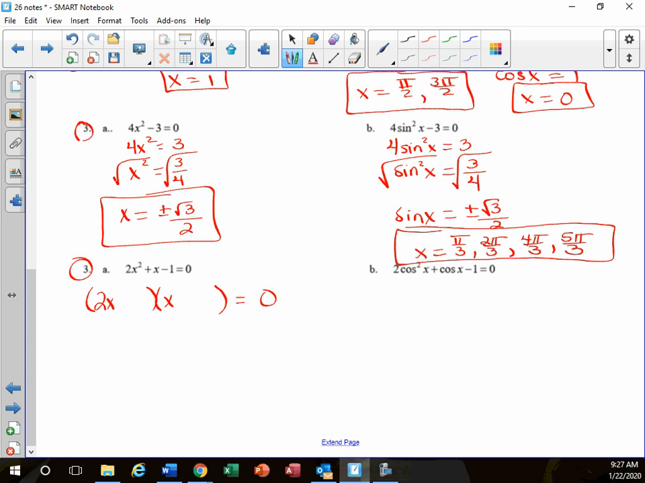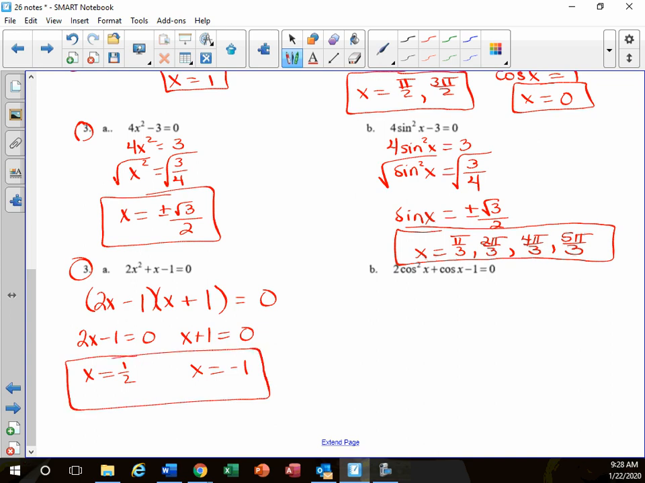The only way to get a -1 is a +1 and a -1, so I just need to figure out which sign goes where. Looks like I need that so that I get a +1x if I were to multiply it out. That's essentially guessing and checking. You're just thinking about the possible factors for the first term and the last term and checking to see if it multiplies to give you that middle term. Okay? So then I set each factor equal to 0. I get x equals 1/2 and x equals -1, right?